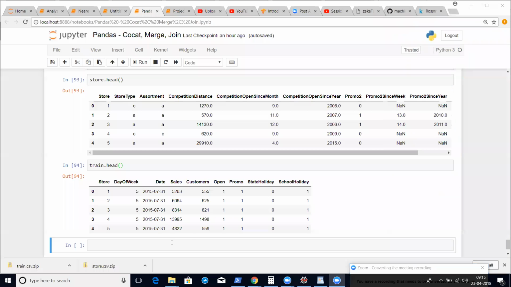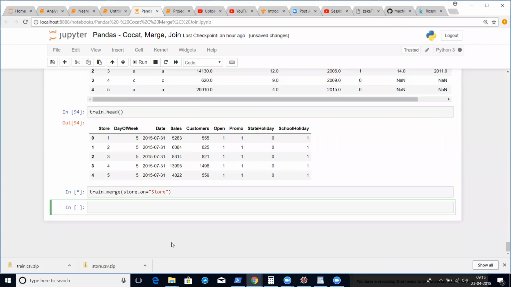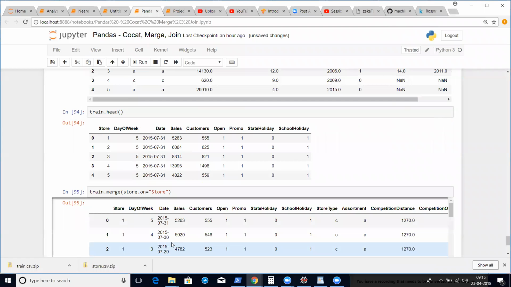Okay, so we have these two data now, store and train. So, train dot merge, right? Store, right? On store. You can see more information now. It combined the data, right, based on the store information.